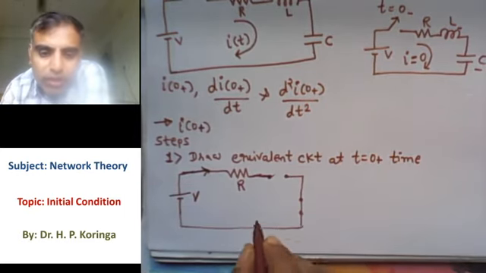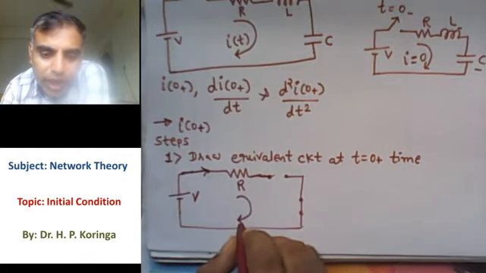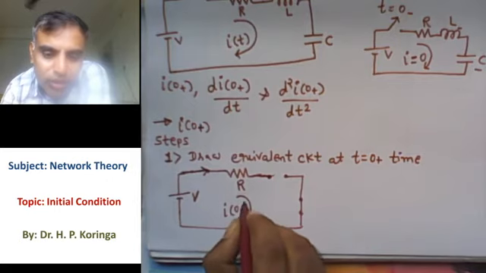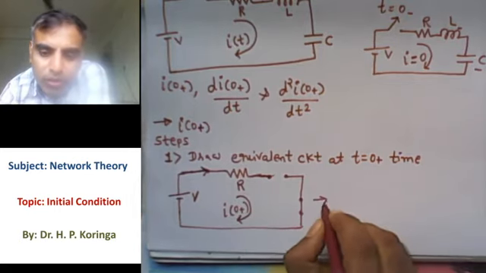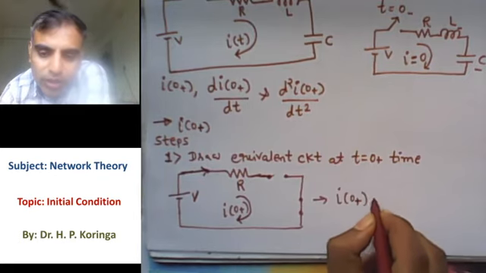So this is the equivalent circuit at t0 plus, and whatever the current, it is I0 plus. Current at that time is I0 plus. So what is the I0 plus? Our first answer: what is the current in this network?